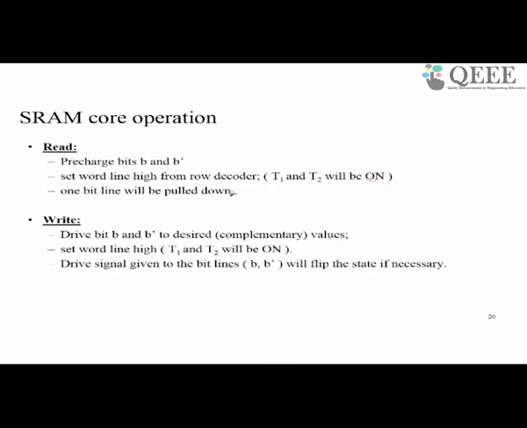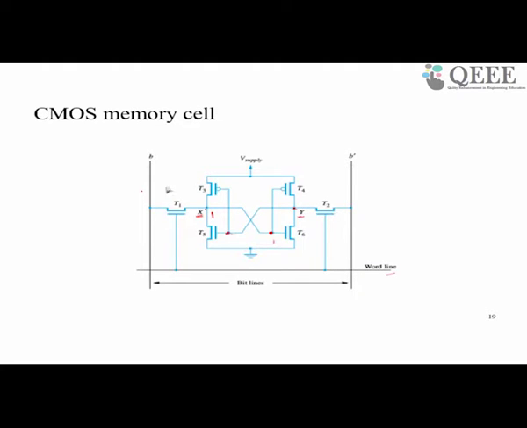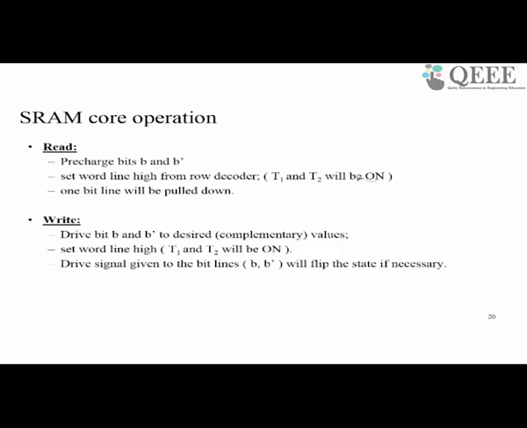In the case of writing, the value to be written is given to the B and B bar lines. Suppose we want to write 1, B will be made 1 and B bar will be made 0. Then select the word line, T1 and T2 will be on, B and B bar will be put at appropriate values, and this will force X and Y to take appropriate values, so that X will take the value of B and Y will take the value of B bar. That way a bit can be written into the cell.